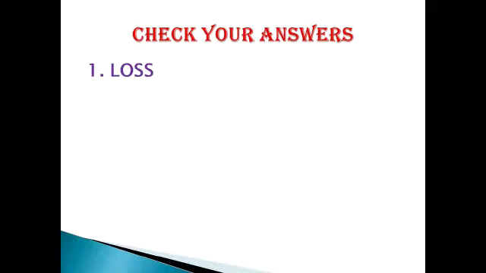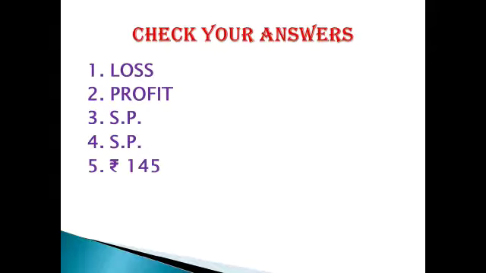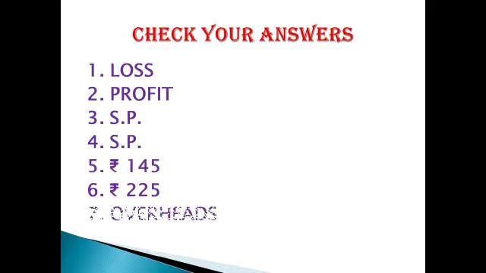Okay, children, check your answers. First answer is loss. Second answer profit. Third answer selling price. Fourth answer is selling price. Fifth one is 145 rupees. Sixth answer 225 rupees. And the last one overheads.